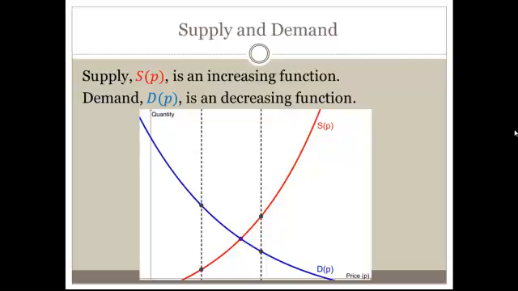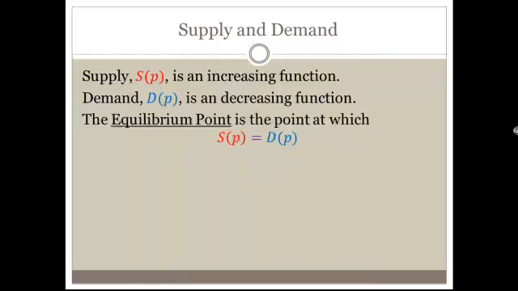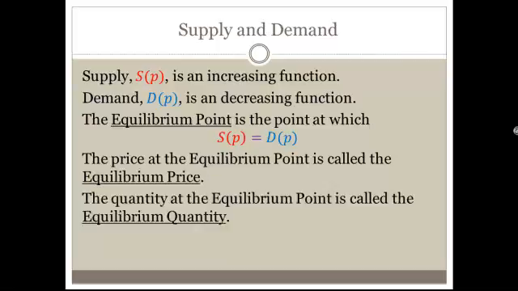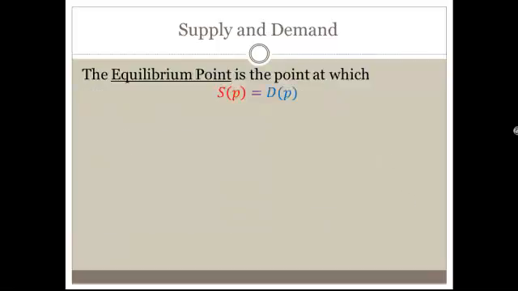In this graph, we can see that there is one price at which the manufacturer is willing to sell the same quantity that the public is willing to buy. This is called the equilibrium point. We define the equilibrium point as the point at which supply equals demand. The price at the equilibrium point is called the equilibrium price, and the quantity at the equilibrium point is called the equilibrium quantity. Now let's look at an example.